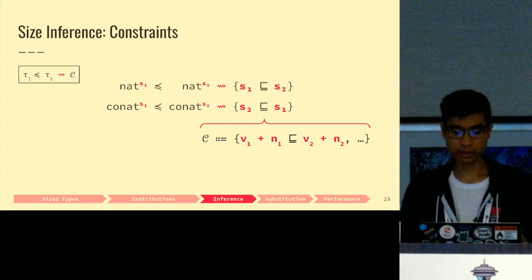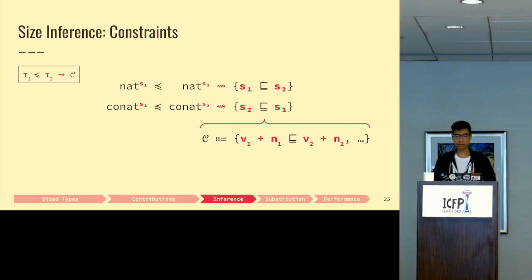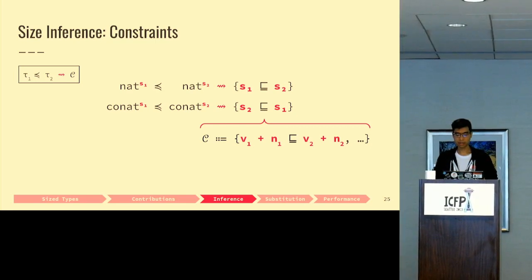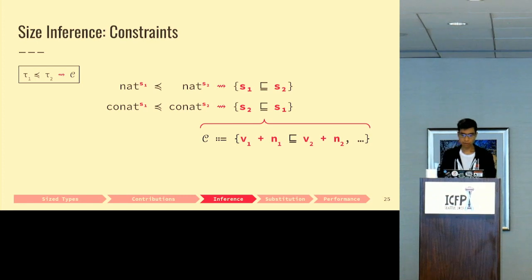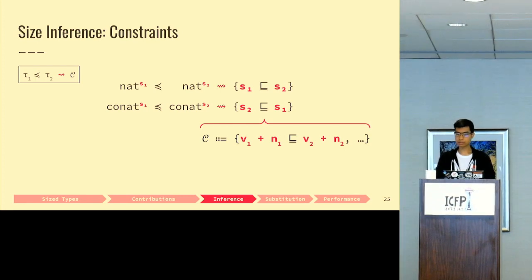For co-inductives, this constraint is contravariant with respect to subtyping, now representing at least how productive the co-inductive is. And in general, the form of a constraint is an inequality relation between successors of size variables. So you have v1 plus n1 is less than or equal to v2 plus n2, and so on, where n represents how many successors there are on top of that size variable. And these are also known as difference constraints.